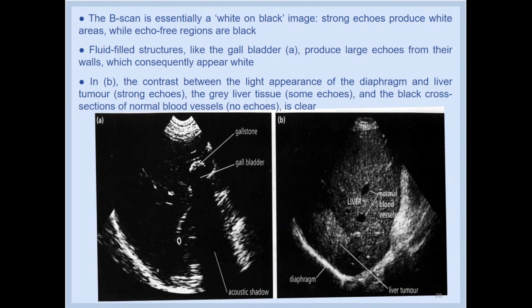In the B scan photo, the contrast between the light appearance of the diaphragm and the liver tumor, strong echoes, the gray liver tissue, some echoes, and the black cross sections of normal blood vessels, no echoes, is clear. You can see this B scan is essentially a white and black image.